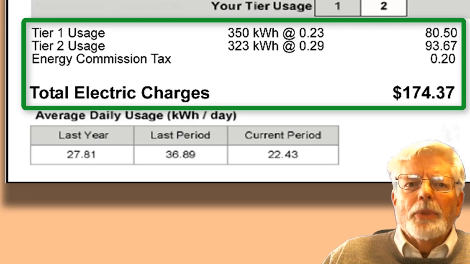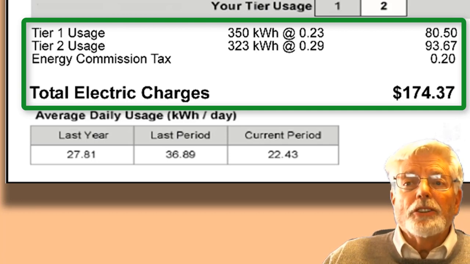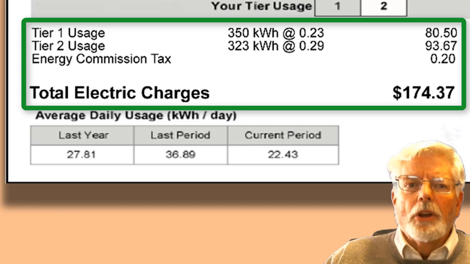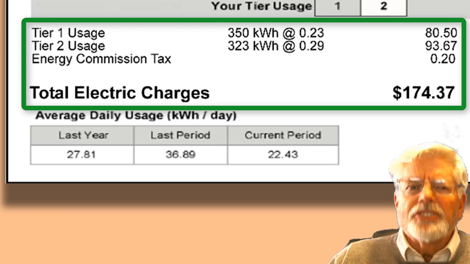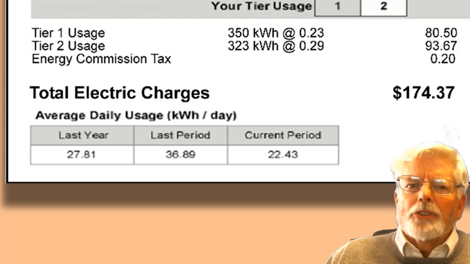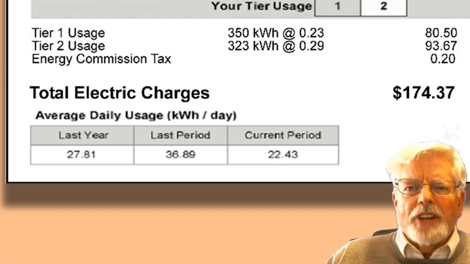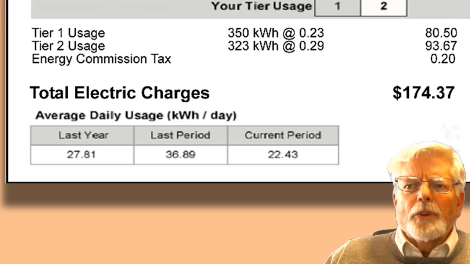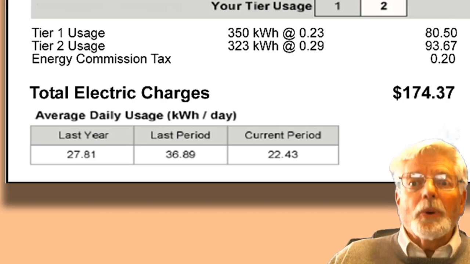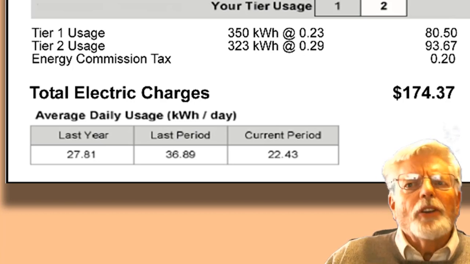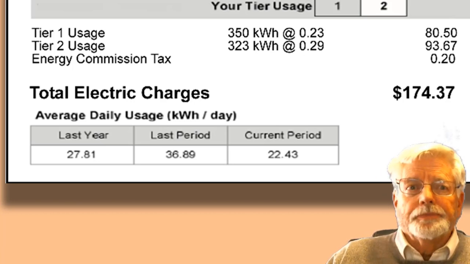The total is computed by adding the Tier 1 bill plus the Tier 2 bill and an additional Energy Commission tax of 20 cents for a total of $174.37. These billing rates are only examples for this exercise. There are different rates for the winter and summer, and there are periodic rate increases, so don't use these values to compute your own bill.